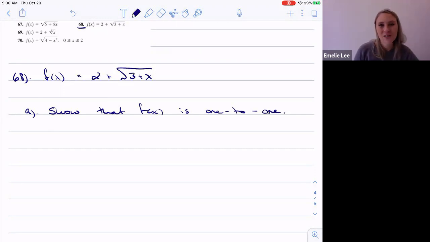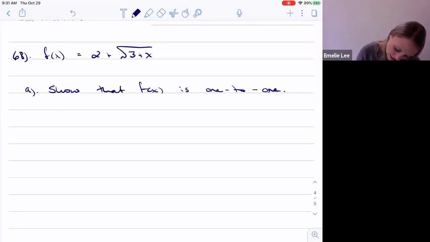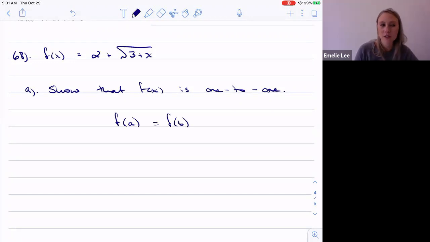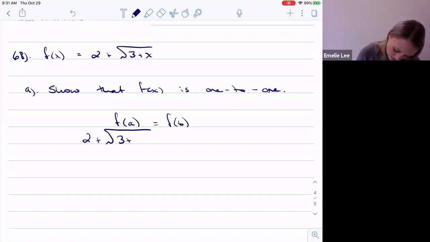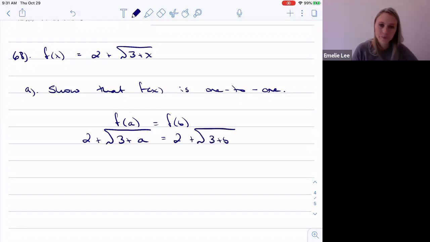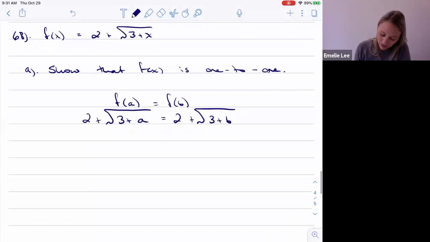Okay. So here I'm telling you this thing is one-to-one, so you should be able to find that it is one-to-one. And so what we get is, well, we start here, f of a equals f of b, right, to show that it's one-to-one. And so we get 2 plus the root of 3 plus a is 2 plus the root of 3 plus b. Make sure my b's don't look like 6s. Still kind of do, but we know what it is.